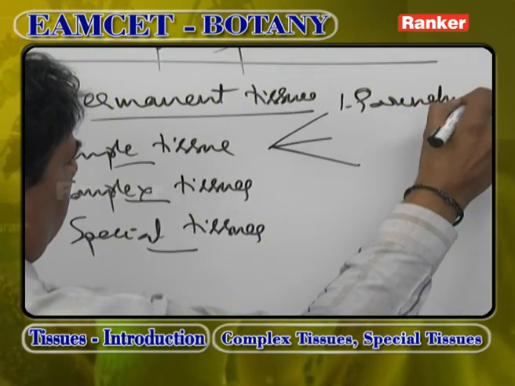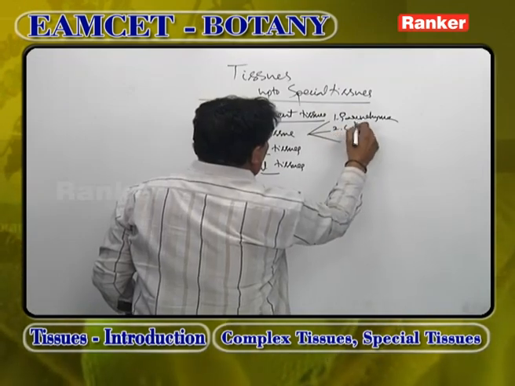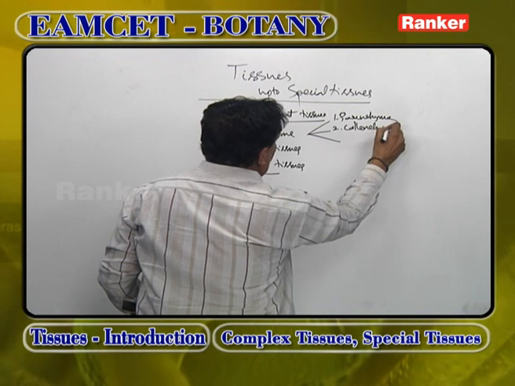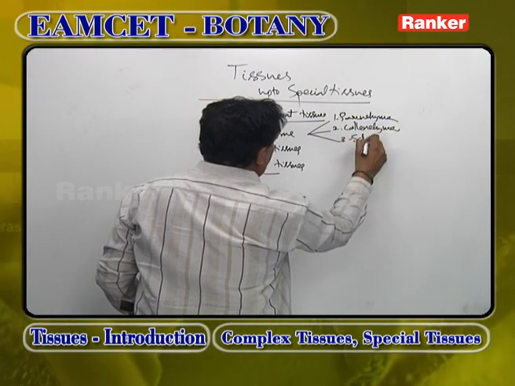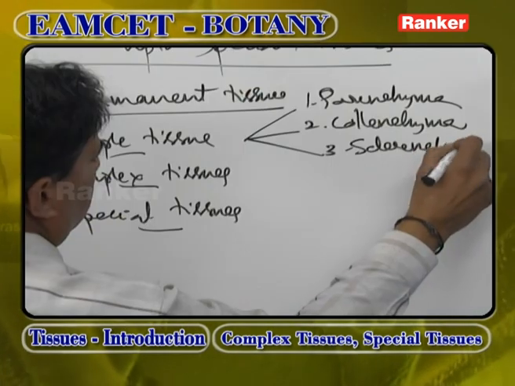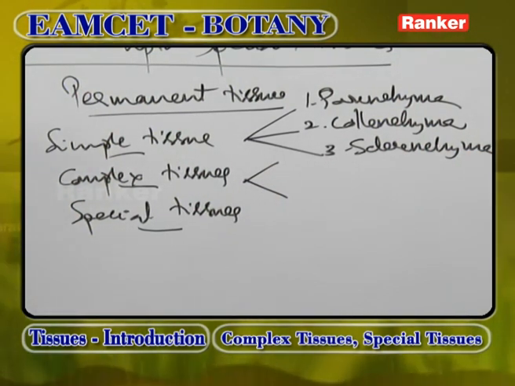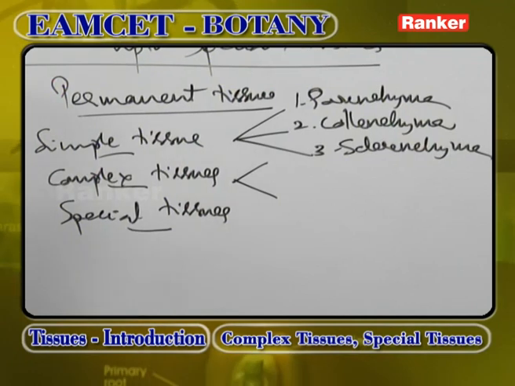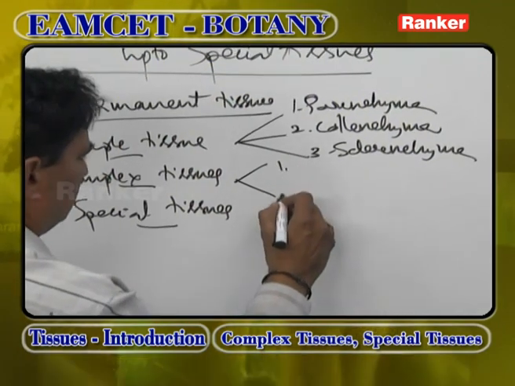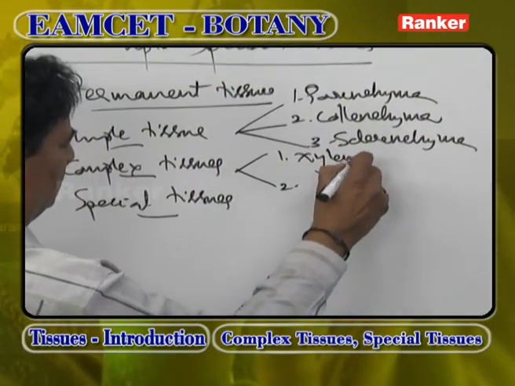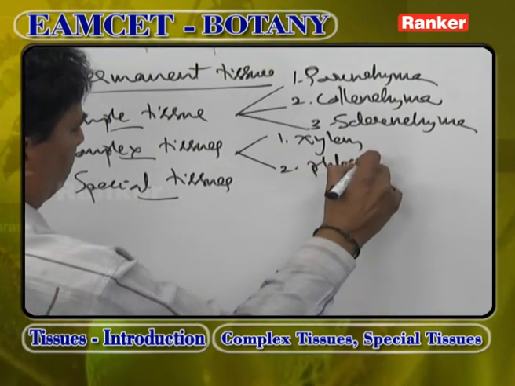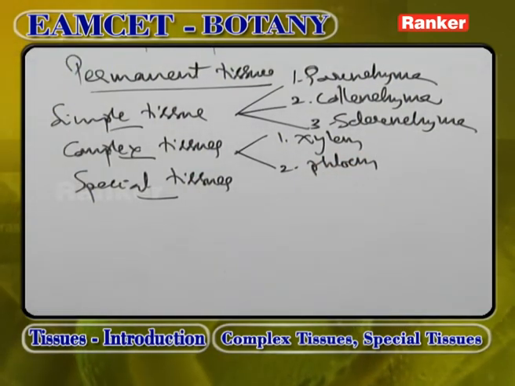Parenchyma occupies major portion. Living mechanical tissue called collenchyma. A completely dead tissue called sclerenchyma. Then complex tissues are the tissues which help in the conduction. They are in different shapes and forms but performing the same function. These are two types. One is xylem, the other is phloem. Xylem helps in the conduction of water and minerals from root to stem. Phloem helps in the conduction of food from leaves to various parts of the plant.